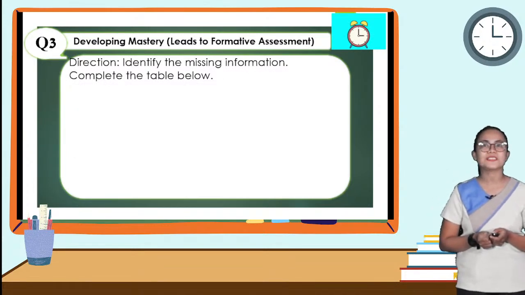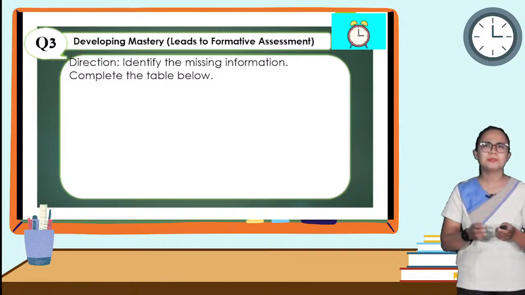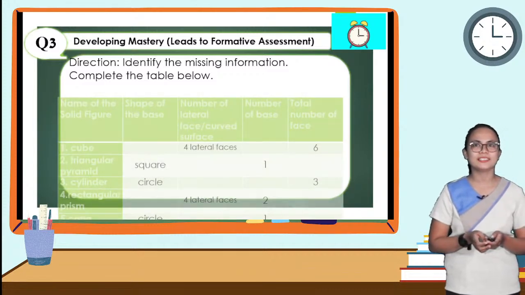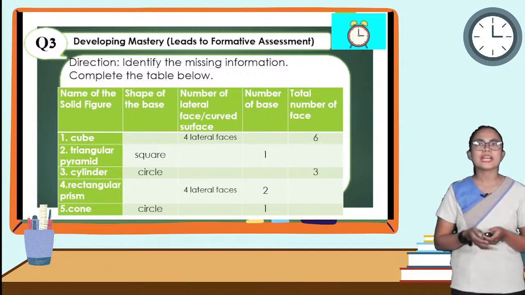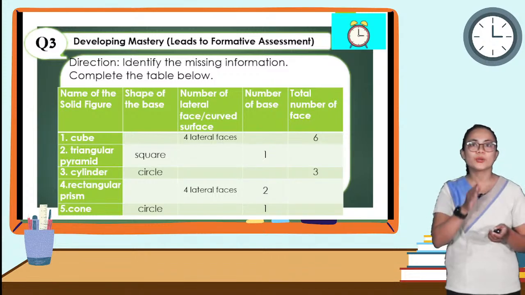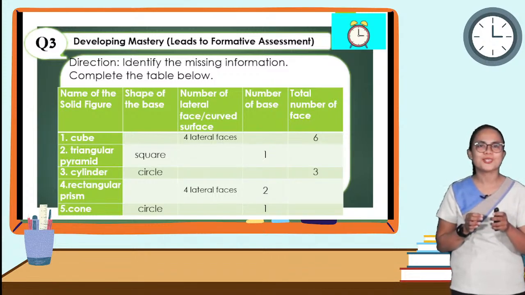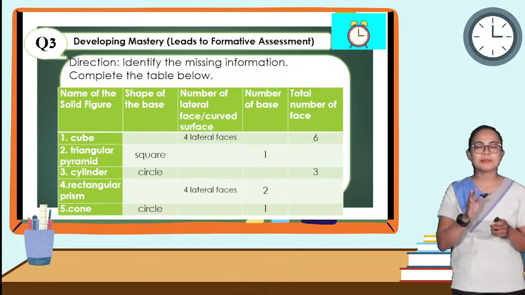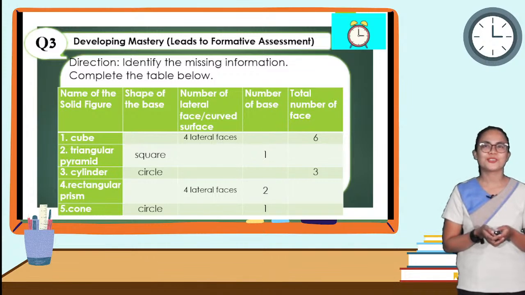Let me read the direction for you. Identify the missing information. Complete the table below. So here it is, our table. On the first column, we have name of the solid figure, shape of the base, number of lateral face or curved surface, number of base, and the last one, we have total number of face. So I'm giving you again 5 seconds to do it. Let's start for number 1.